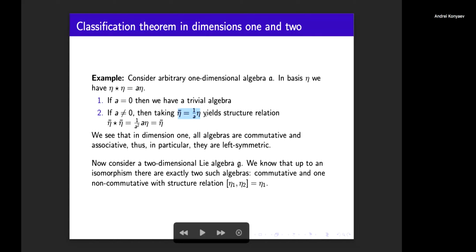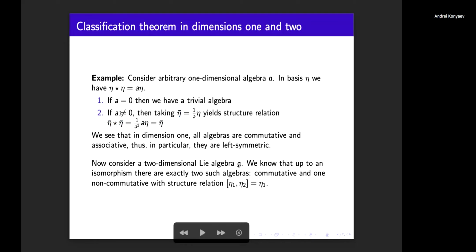And we get eta times eta multiplied star, which is a eta, and we substitute it here, and we see that in the end we get 1 over a eta, and this is exactly eta bar. So in u coordinates, the multiplication is like this. You take two elements, multiply, and get the same element, which means that in dimension 1 we have basically two algebras. They all are commutative and they all are associative, right?